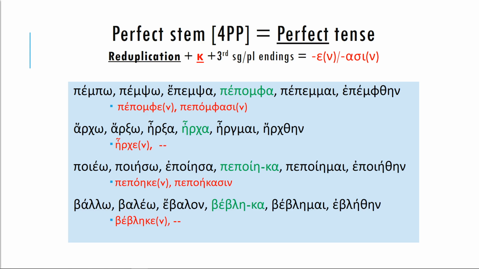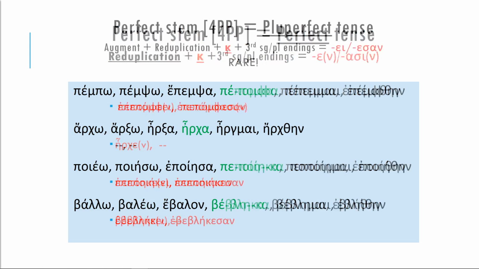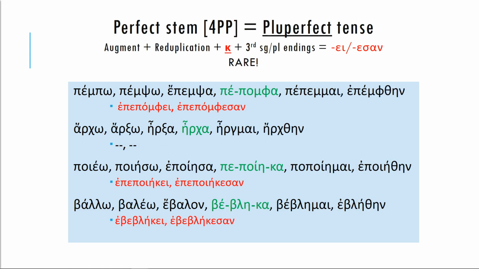You use the same stem to form the pluperfect. The difference is you also add an augment to it, so it becomes even more complicated. And then you use these different endings. Otherwise, it's got the reduplication and the kappa, and you translate it with had, but it's got the augment.